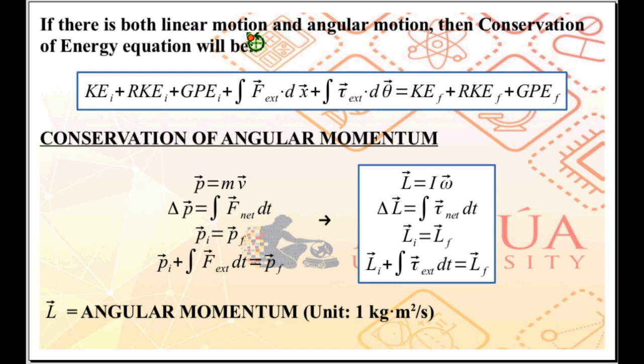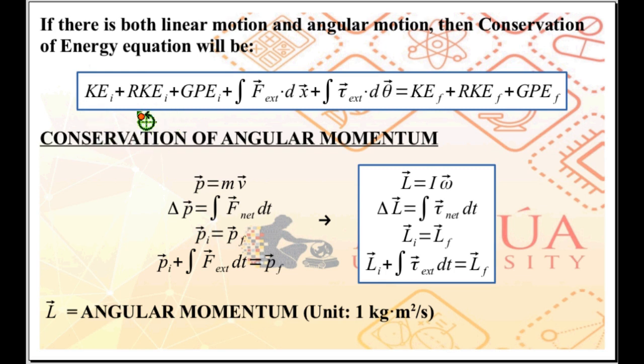Now, if there is both linear motion and angular motion in the system, that means the system has both kinetic energy and rotational kinetic energy. For instance, you have a toy top that is spinning about its axis, and as the toy top is spinning about its axis, it is moving forward. So, the system has both angular motion, the toy top spinning about its axis, and linear motion, the toy top moving forward. It has both linear kinetic energy, or simply kinetic energy, and it has rotational kinetic energy. The conservation of energy equation in this case will have both the kinetic energy and the rotational kinetic energy.